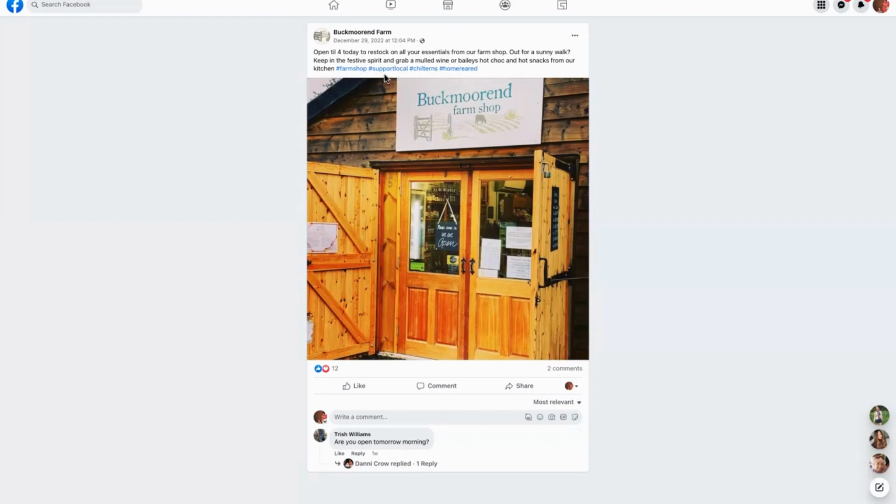So these are all hashtags that I guess within this context people will be looking for. If you're looking for anything to do with the Chilterns, it might be that you want to go for a wander around the Chilterns, then you would click on this one. It might be that you want to use, I don't know, the hashtag support local if you're just looking for independent businesses to follow. And then you've got your farm shop, which means that you'd be looking for a farm shop. It might also mean that you're looking for a farm shop in the Chilterns, and you're much more likely to come across this post. So that's what it's all about.